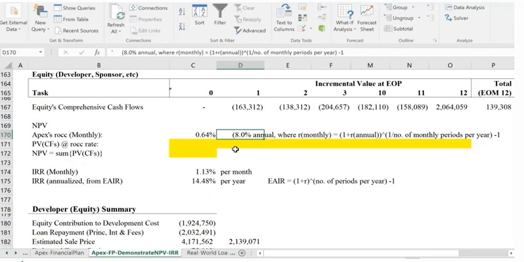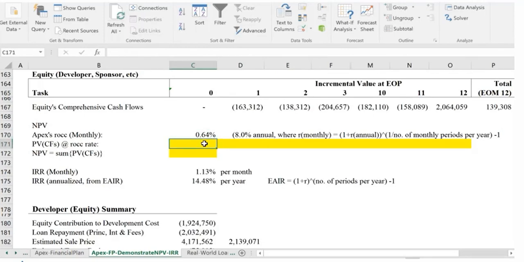So to get to monthly units, I just use the EAIR formula, and I solved that for R given the EAIR of 8%. So you can see how I've done that in this cell here, C170, and you can also see it in my algebraic version starting in cell D170. All right. So measuring time in months, cash flow at the end of the month, I've got to use opportunity cost of capital in months so I have consistent units everywhere.